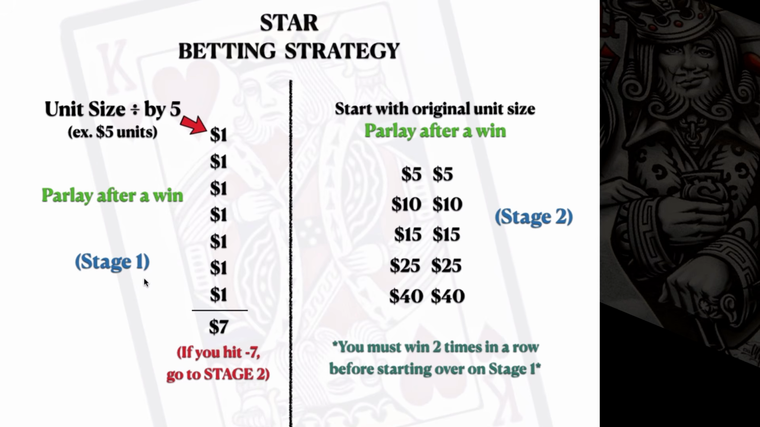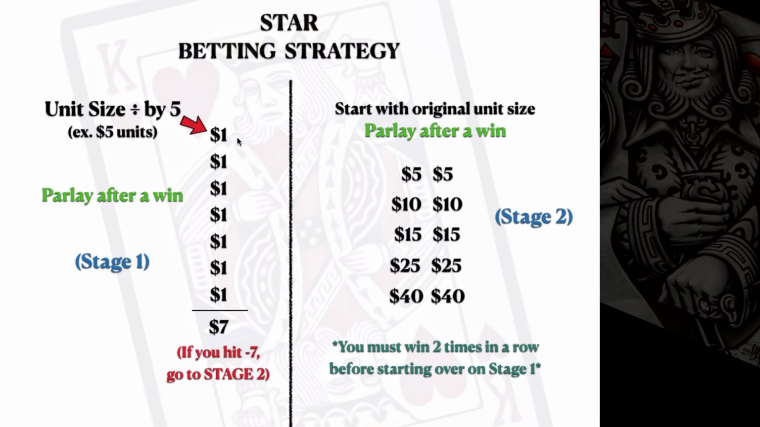But before we do, we will take our unit size and break it down using bet spreads. So say, for example, we use $5 units. We will take our original unit size and divide it by 5. So $5 divided by 5, we get $1. And this will be the amount you use to start betting on stage 1.